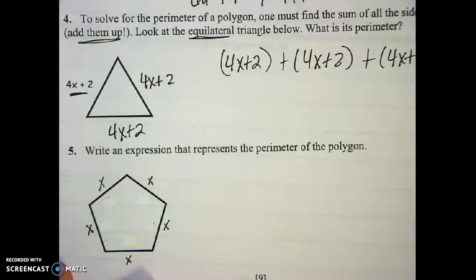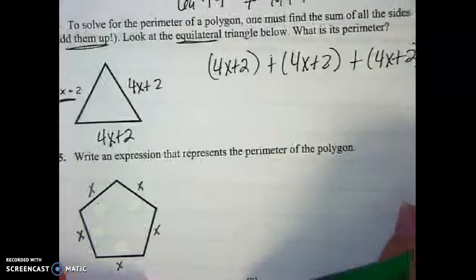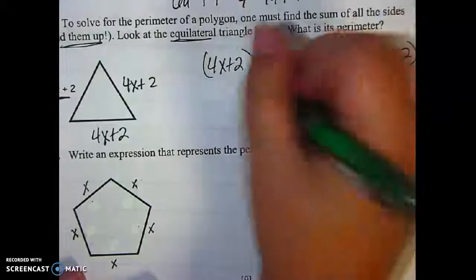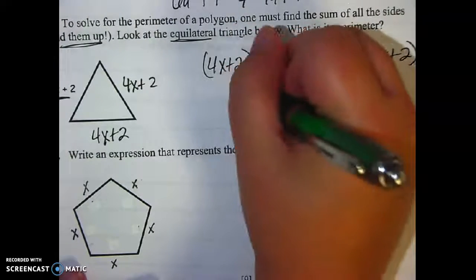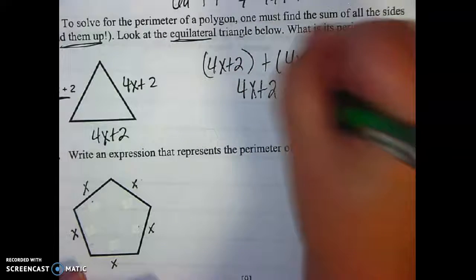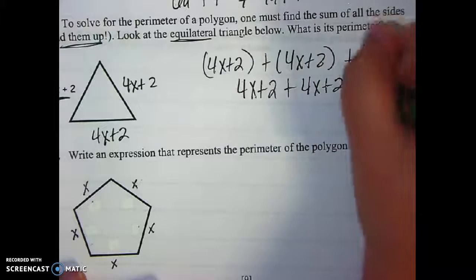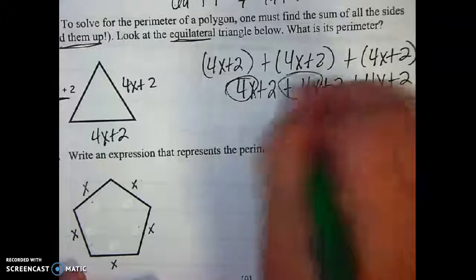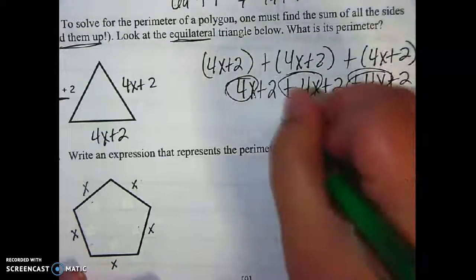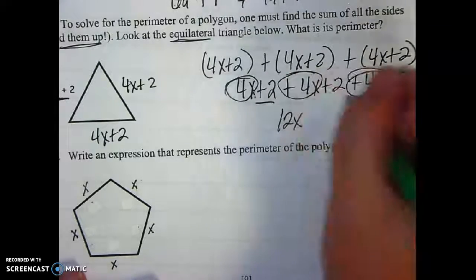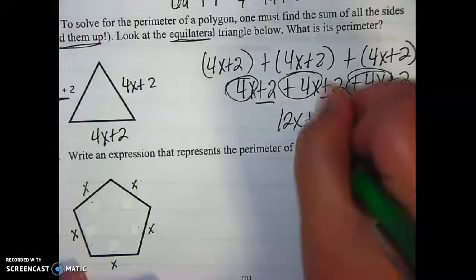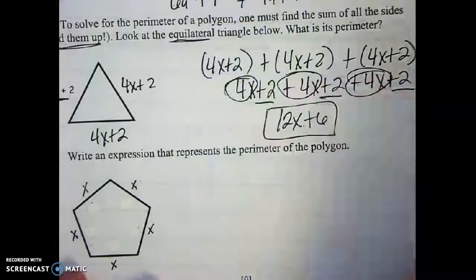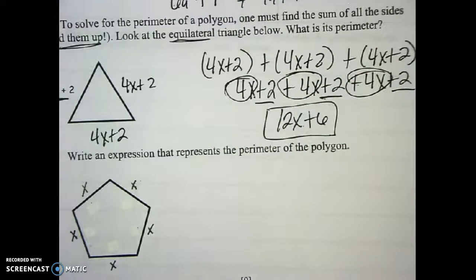When I'm adding linear expressions, nothing inside the parentheses changes if there's nothing in front of it. So I can rewrite this without parentheses and combine like terms. 4x plus 4x is 8x, plus 4x is 12x, 2 plus 2 is 4, plus 2 is 6. The perimeter is 12x plus 6. That is the final answer.